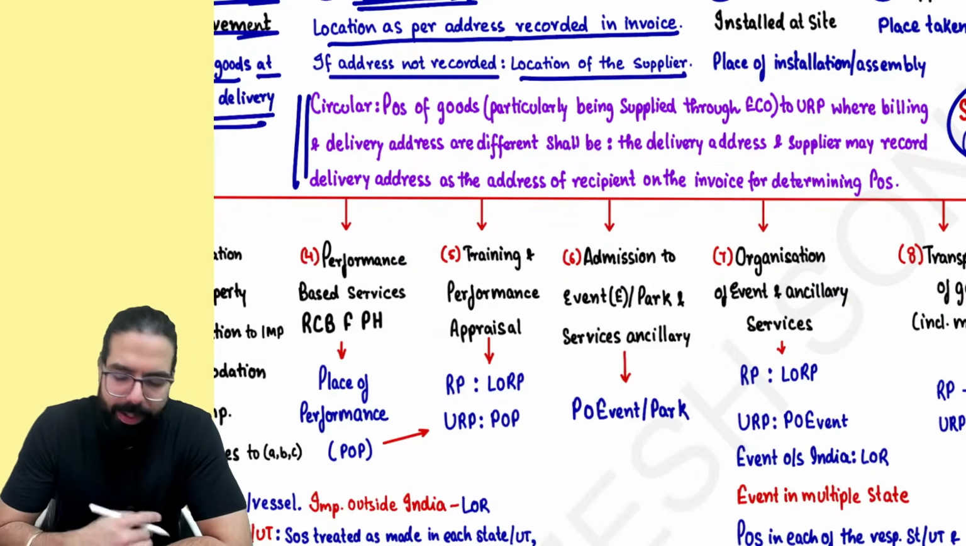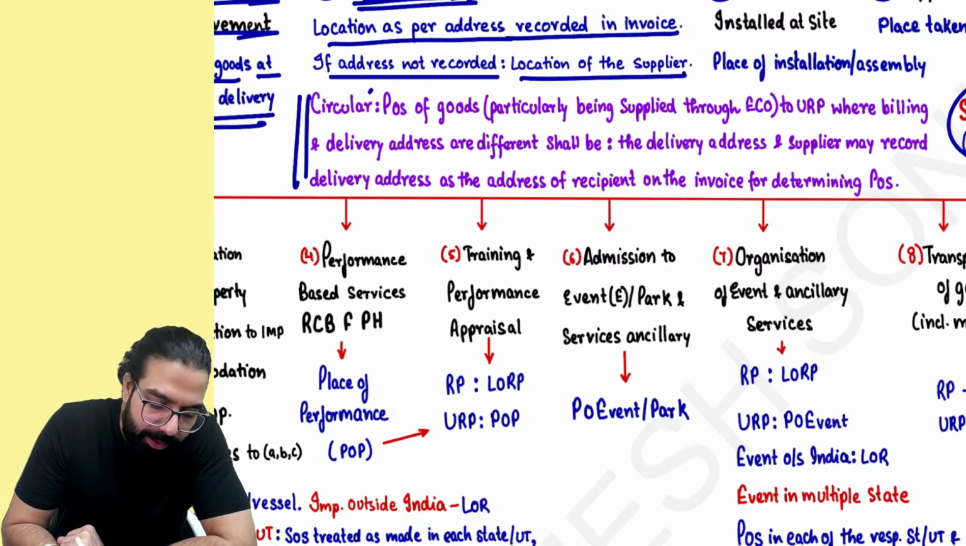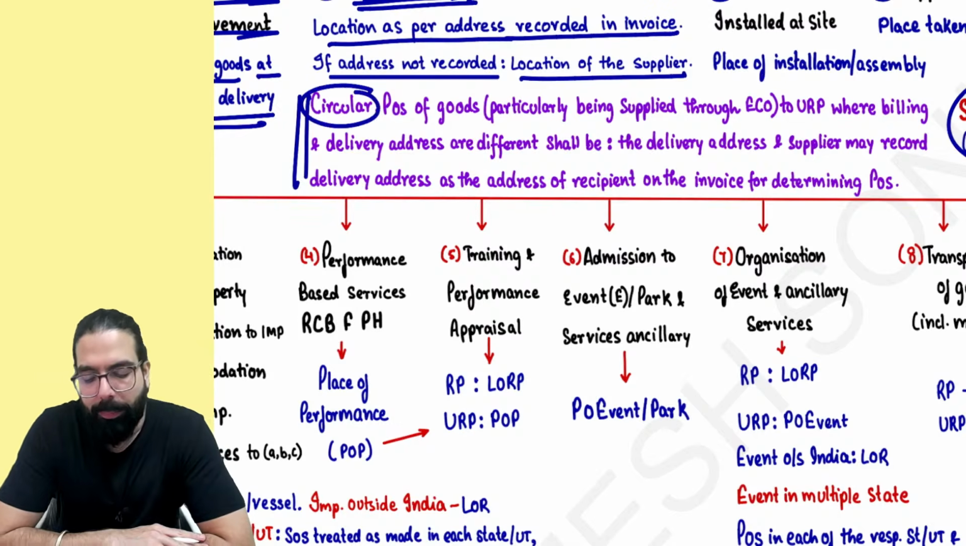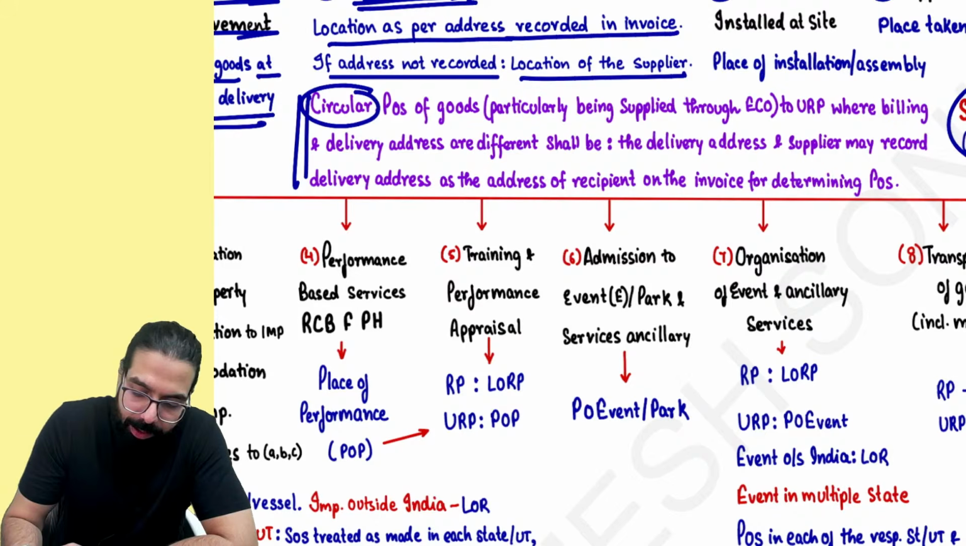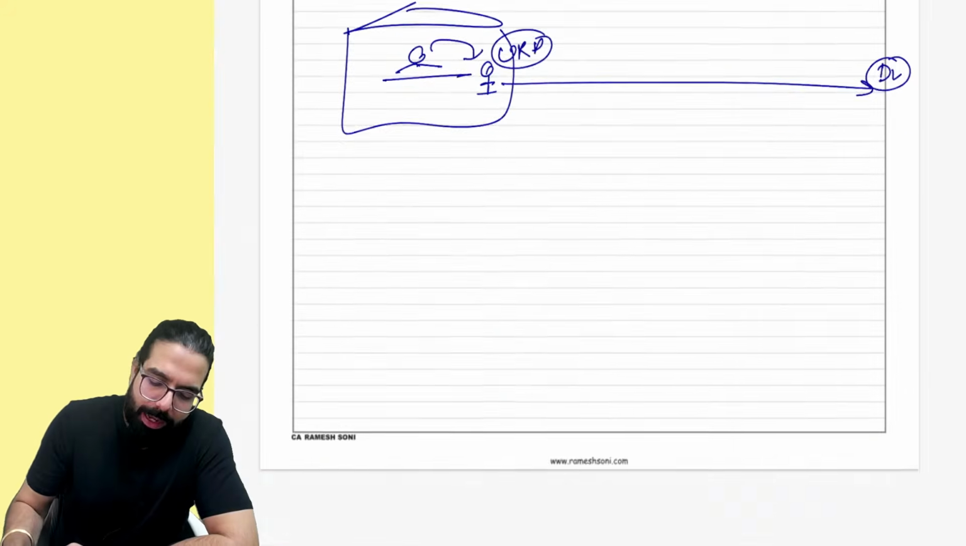Here one circular is there. Everyone listen to me very carefully. This circular talks about the place of supply of goods to an unregistered person, particularly goods being supplied through e-commerce to an unregistered person. Okay, I'll ask you one question.